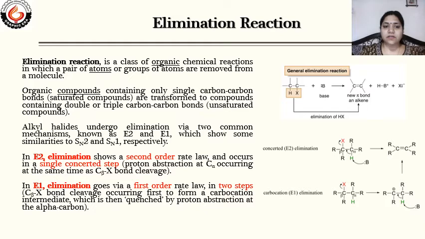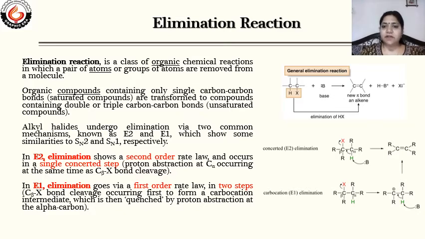The most common example is with alkyl halides, and alkyl halides give the elimination reaction in two manners, just as in substitution reaction. In nucleophilic substitution there are two types of mechanism, the first one is SN1 and the second one is SN2. Here also there are two types of mechanism, E2 elimination and E1 elimination. Again, 2 stands for bimolecular and 1 stands for unimolecular.